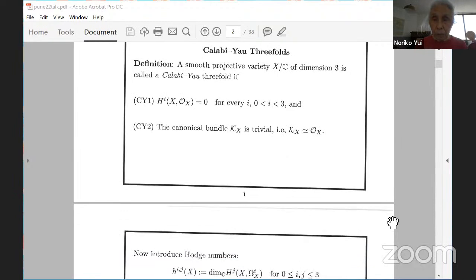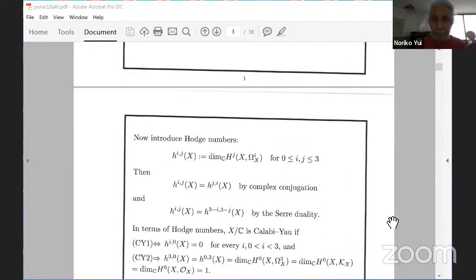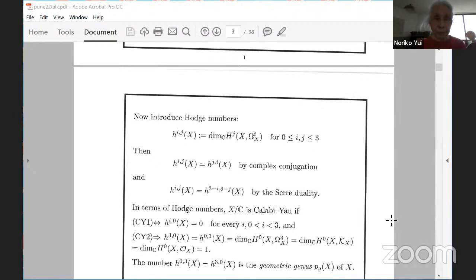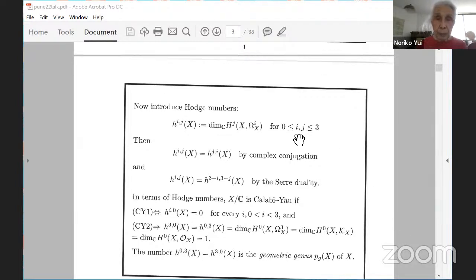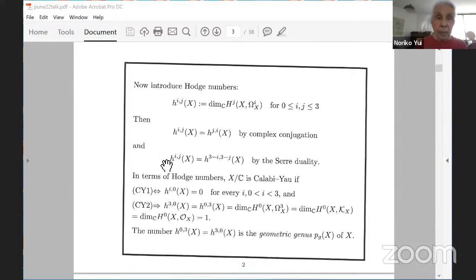These definitions are not very friendly, so we'll introduce linear algebra data, the Hodge numbers. h^{ij}(X) is the dimension of the Hodge cohomology group involving differential forms on the Calabi-Yau. These numbers are integers, with i and j running between 0 and 3, endpoints inclusive. And we have the complex conjugation, where you can flip i and j. And also a duality, where you can flip i and j with 3 minus i and 3 minus j, where 3 is the dimension of the variety.